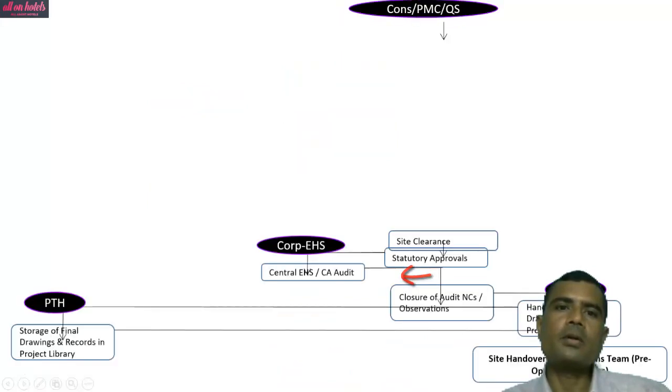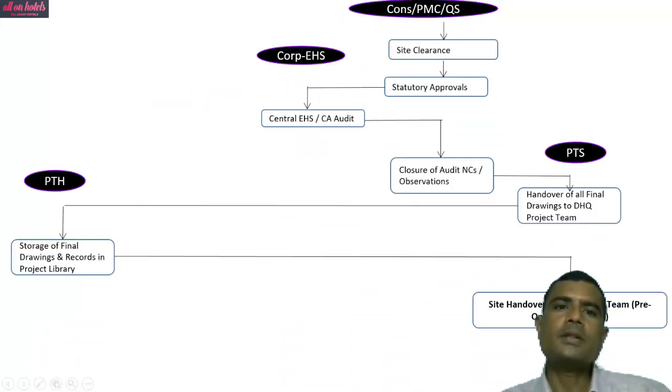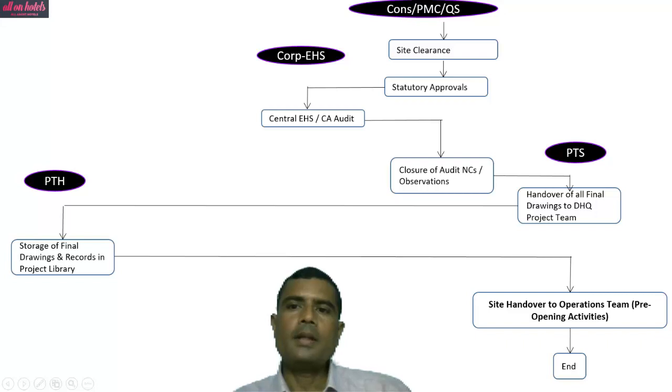So site clearance is done by PMC. Statutory approvals are sought. Corporate EHS, central EHS, CA audit is done. Closure of non-compliances is done by the team at project site or PMC. Then project team at site hands over all final drawings to DSQ project team. The project team at hotel stores final drawings and records in project library. Then site handover to operations team.